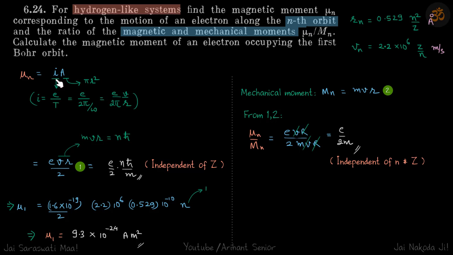So we'll put these values, this value for current and pi r squared for A. We'll get mu n over the nth orbit. It is evr by 2.